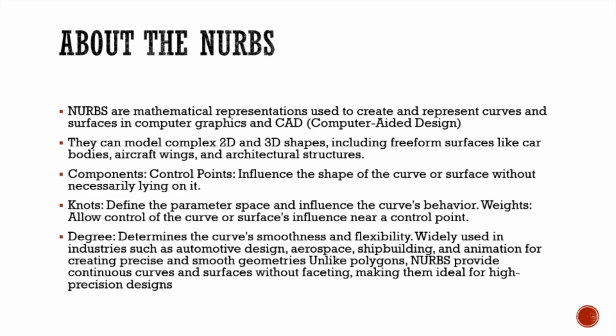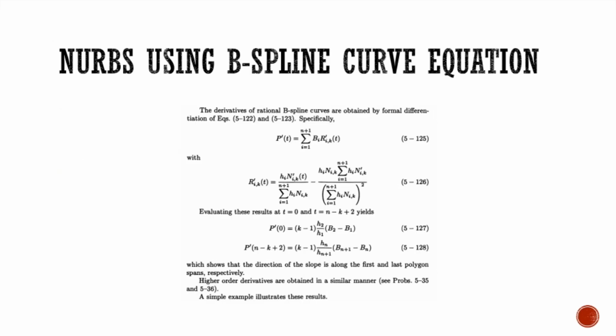They are widely used in industries such as automotive design, aerospace, shipbuilding, and animation for creating precise and smooth geometry, unlike polygons. NURBS provide continuous curves and surfaces without switching, making them ideal for high precision design.